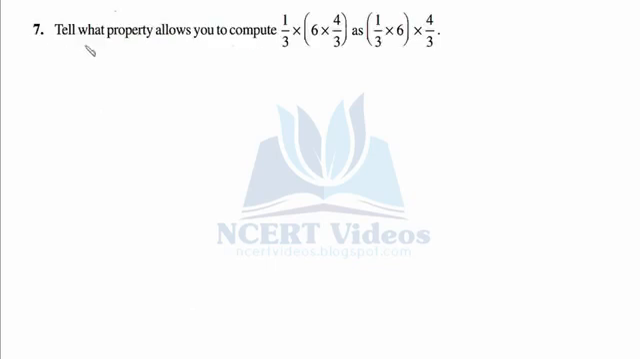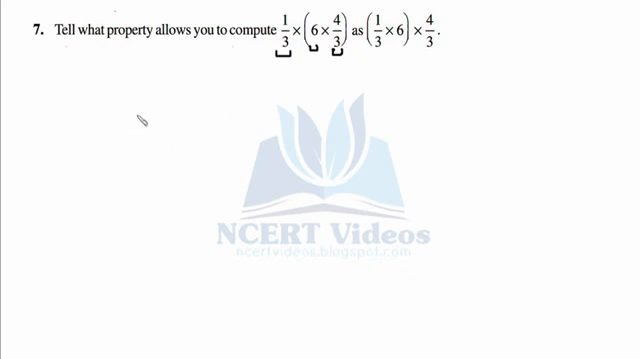Question 7. Tell what property allows you to compute 1 over 3 into this thing, as they're writing this as it is. Now they're multiplying it with 6 first, then multiplying 4 over 3. So what they've done, we have 3 separate numbers. This is one number, another number, third number. So first they are multiplying the second and third number, and in the second case they are multiplying the first and second number. So we have studied in this chapter that rational numbers follow associativity. That is, they do not change value when the associativity property is used.